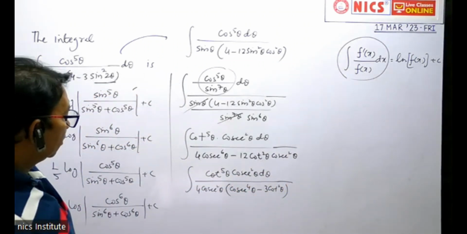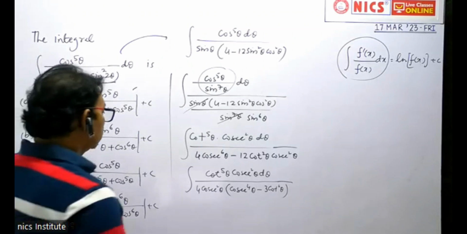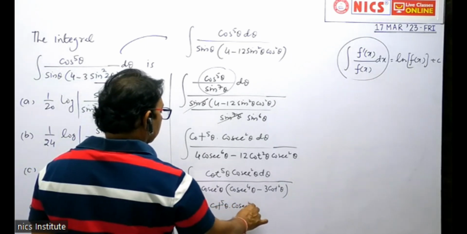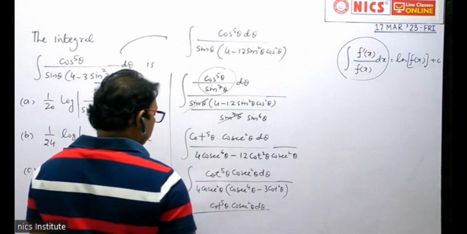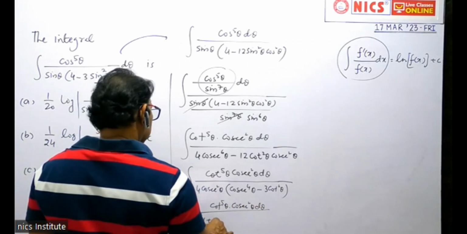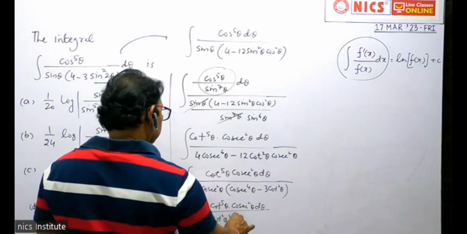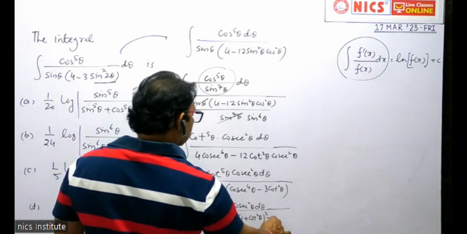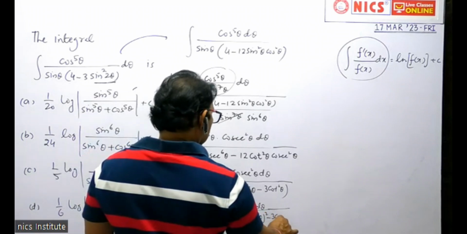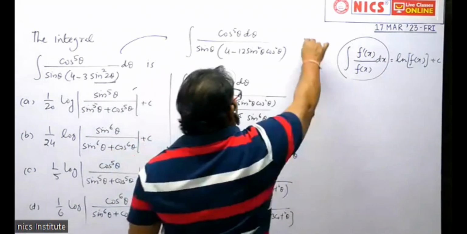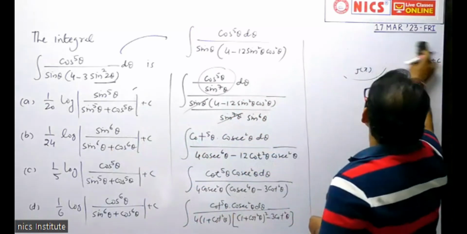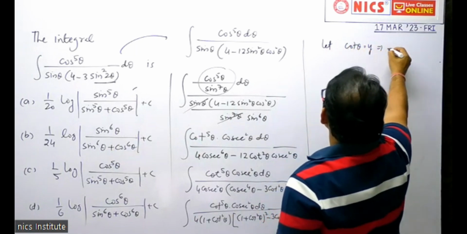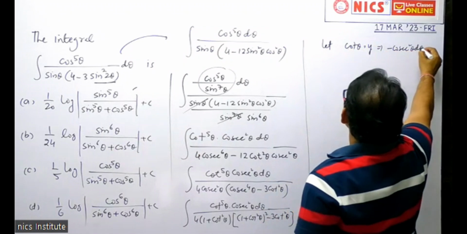Now, wherever you have cosec square in the denominator, that you can convert into cot, because I'll replace cot theta. The substitution would be y is equal to cot theta. This is 1 plus cot square theta, this would be 1 plus cot square theta whole square, and this is 3 cot square theta. Now you can make the substitution. Let cot theta is equal to y. That is minus cosec square d theta is equal to dt.